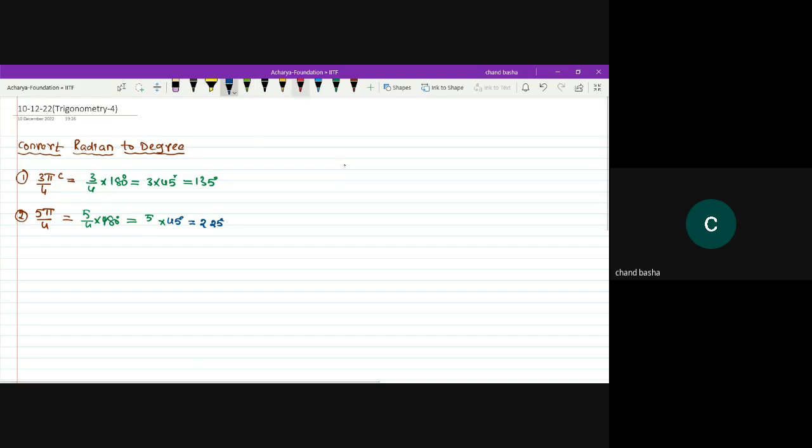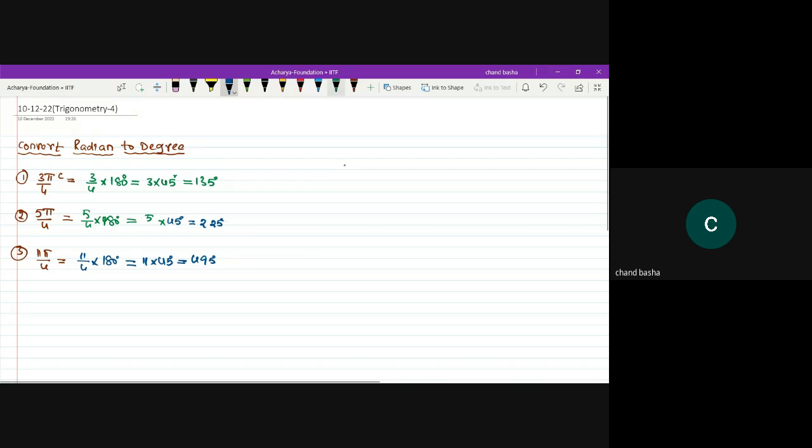We can go for the next, a harder one. Even if you want, we can take 11 pi by 4. 11 pi by 4. So you can take 11 divided by 4 into pi value, which is 180 degrees. This is equal to 11 times 45, which is 495 degrees. Like that, you can extend. Whenever pi is there, you can replace pi with just 180 degrees.